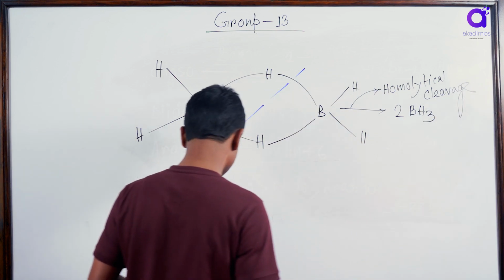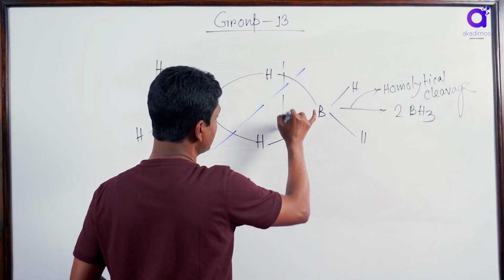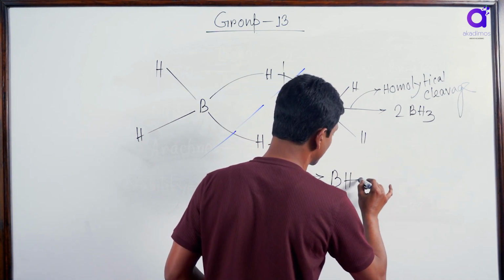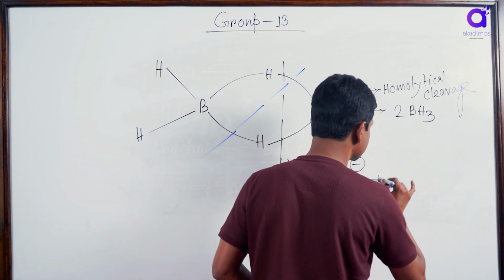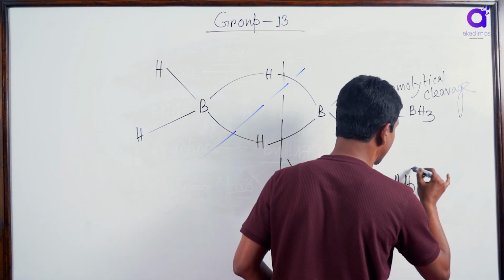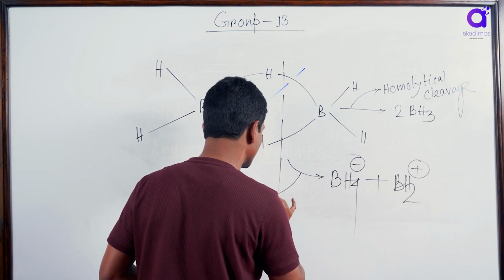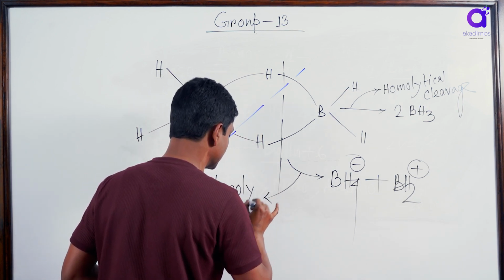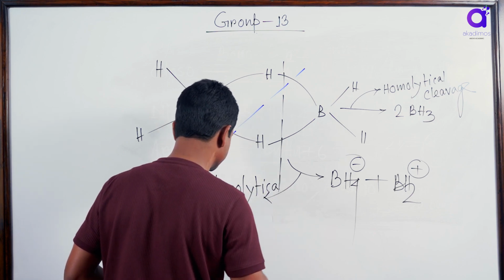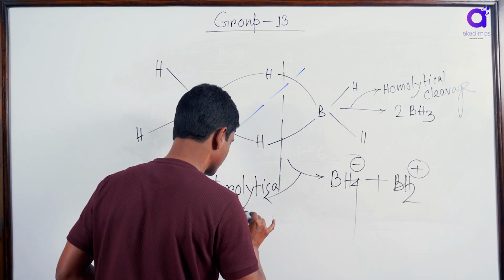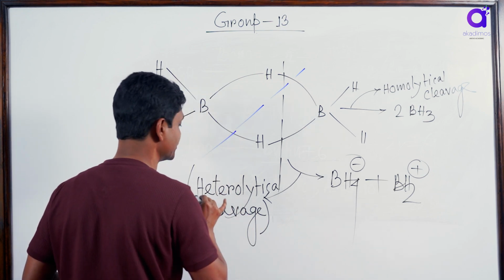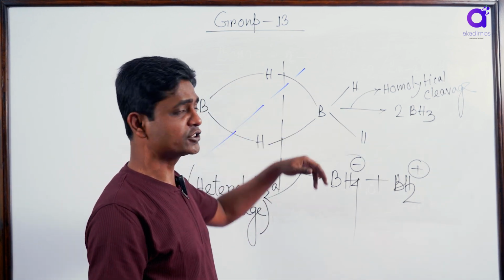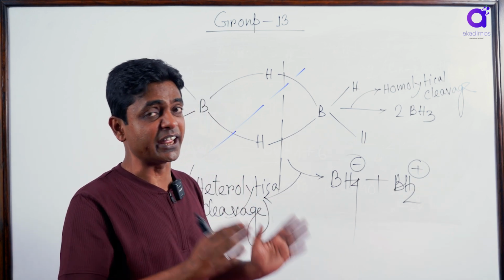Now, if the borane breaks in this way, with BH4 minus on one side and BH2 plus on the other side, this is called heterolytic cleavage.